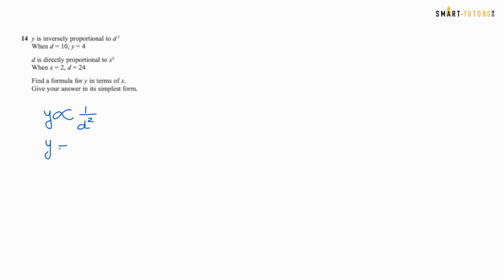First of all, y is inversely proportional to d squared, so 1 over d squared. So I'm going to make this an equation, so y equal k over d squared. I'm going to have a different equation as well, so I'm going to call this one k1. So y equal 4 and d equal 10. I'm going to substitute. So 4 equal k1 over d squared. So 10 squared is 100. So if I cross multiply, I will end up with k1 equal 400. Then the equation is y equal 400 over d squared.